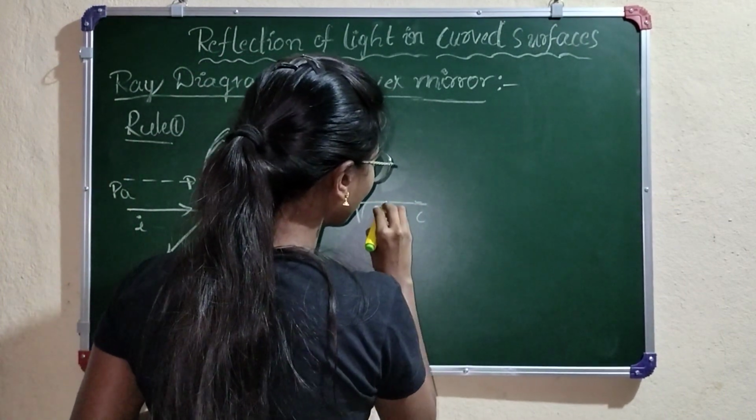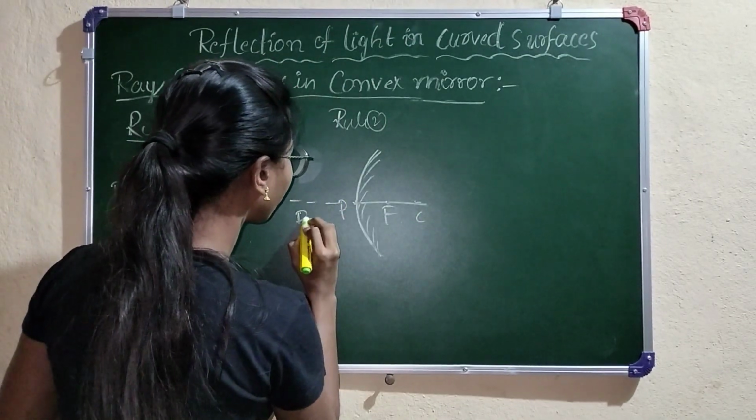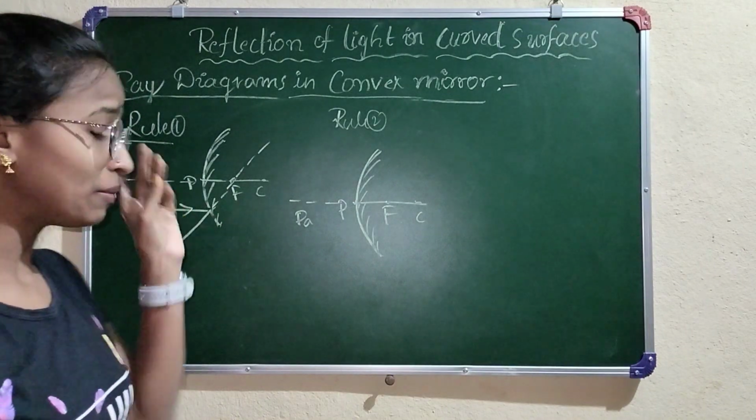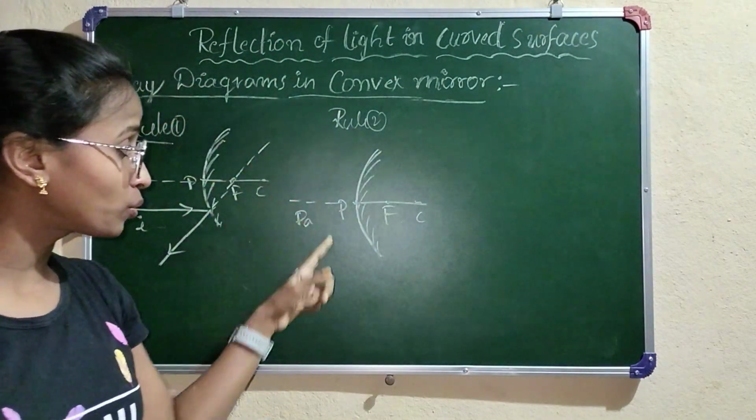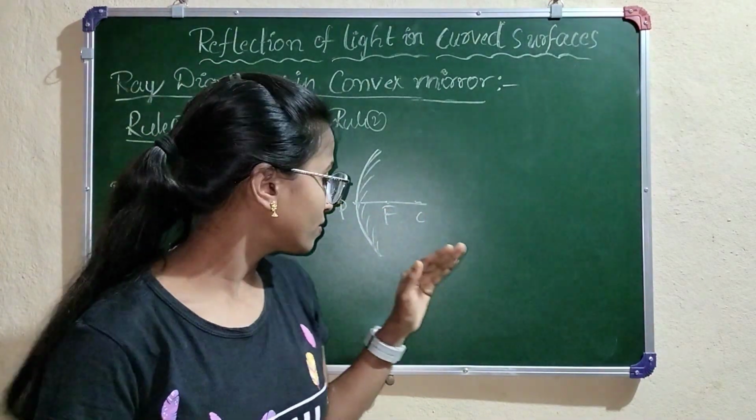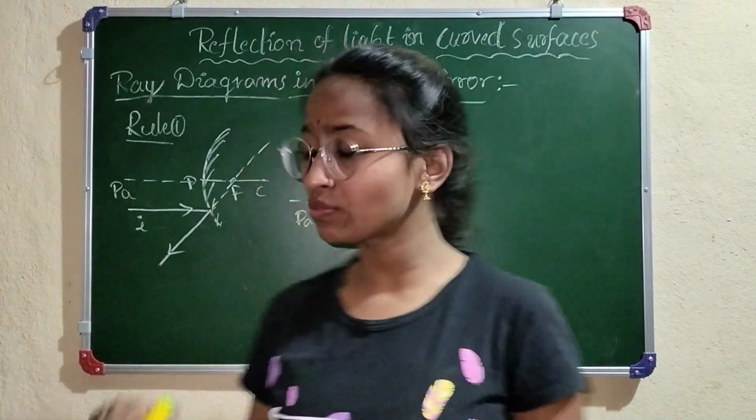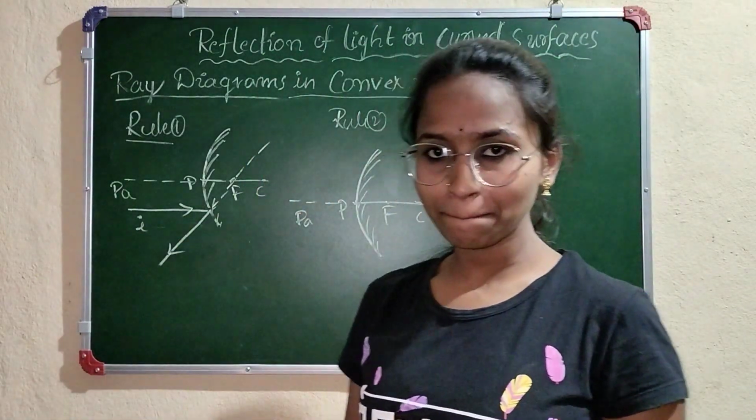Same center of curvature, focus. I'm extending the principal axis. Yes, but in that case, what has happened? Second rule: if the incident ray passes through the focus, after reflection, it will pass parallel to the principal axis.